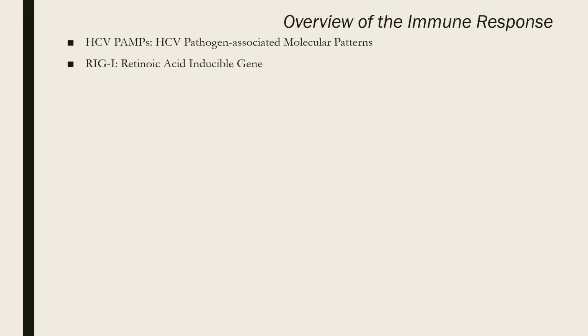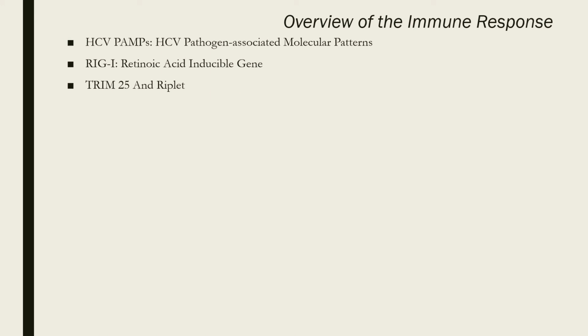Let's now turn to the innate cellular responses to HCV. To start with, let's understand the general overview of the cell cascade. HCV PAMPs, HCV pathogen-associated molecular patterns, are recognized by inactive RIGI, protein produced by retinoic acid inducible gene, to cause conformational changes in RIGI. RIGI then gets ubiquitinized by TRIM25 and Riplet.